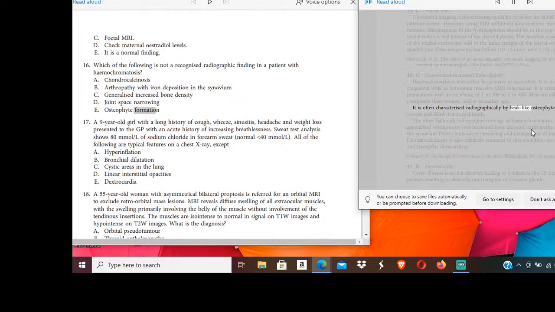often characterized radiographically by beak-like osteophytes projecting from the second and third metacarpal heads. The other hallmark radiographic findings of hemochromatosis include the following: generalized osteoporosis, not increased bone density, arthropathy with iron deposition in the synovium, 50%, joint space narrowing and enlargement of metacarpal heads. Chondrocalcinosis is also relatively common in this condition, most often affecting the knees and triangular fibrocartilage.